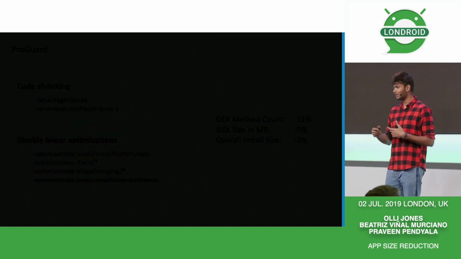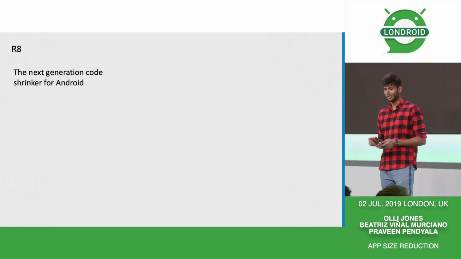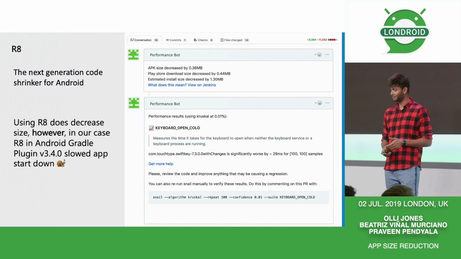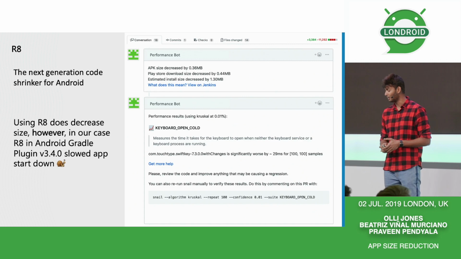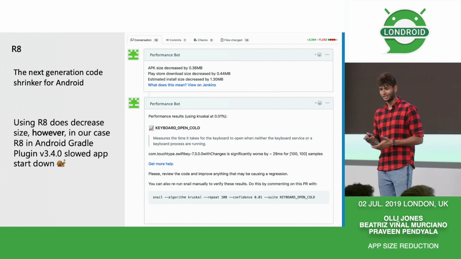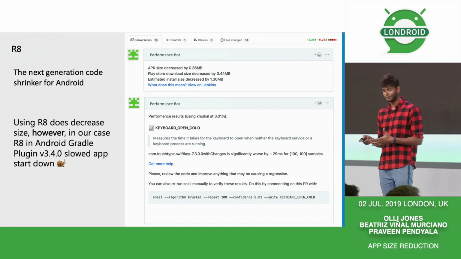And another tool that has recently come out from Google is the R8 compiler. It promises some very good code shrinking for Android. We tried it out, and it did decrease the size for us. We gained about 1.3 megabytes, flagged by our own internal tools, in our install size, which was good. However, the same tools also flagged that it did increase the core load time of our app by 29 milliseconds, which wasn't ideal.